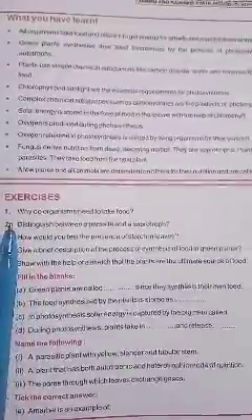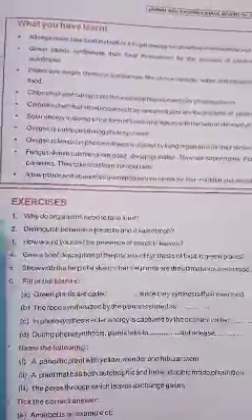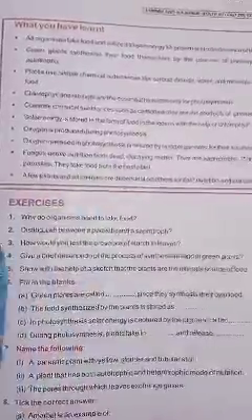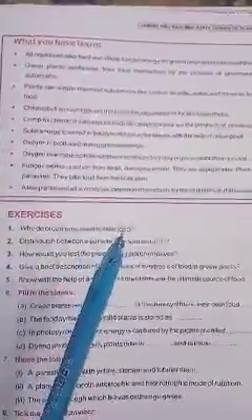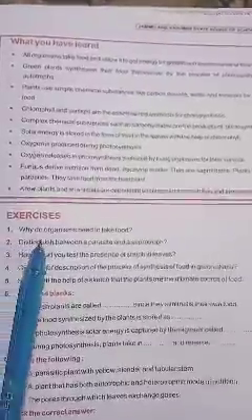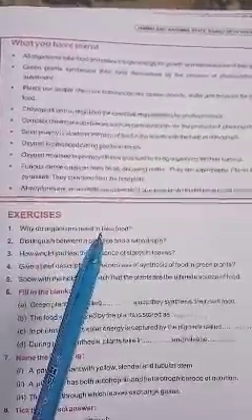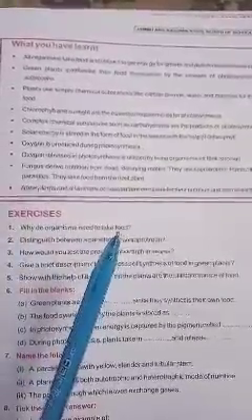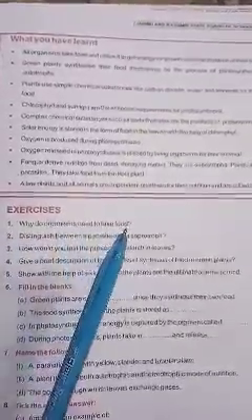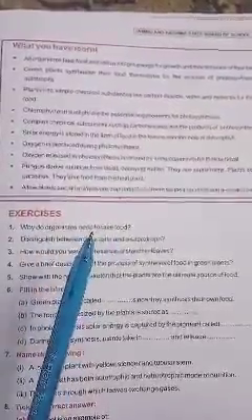Today we are going to understand the textual questions of nutrition in plants, which is in 7th science. Question number 1 is, why do organisms need to take food? Answer: organisms need to take food because they need energy, which is obtained from food, to perform various life processes and activities.